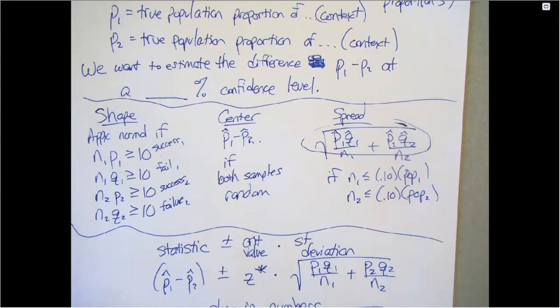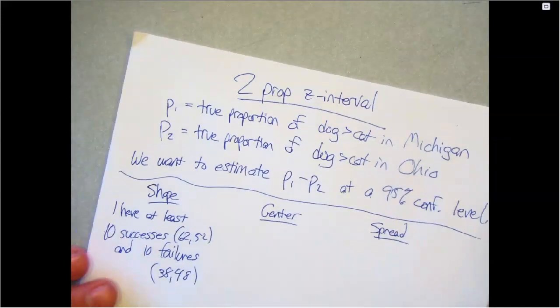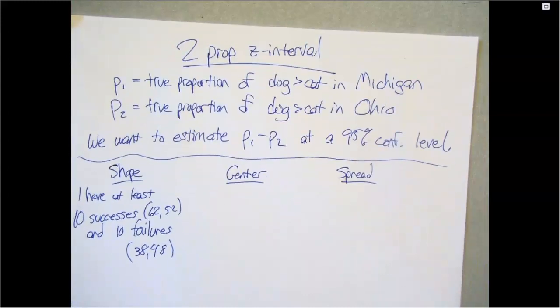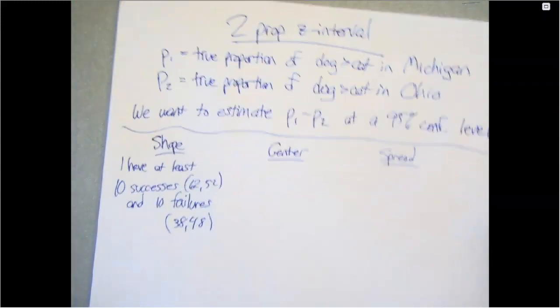Wait, in the calculator, are we putting P is greater than? That's for a test, not an interval. So you shouldn't have that choice.